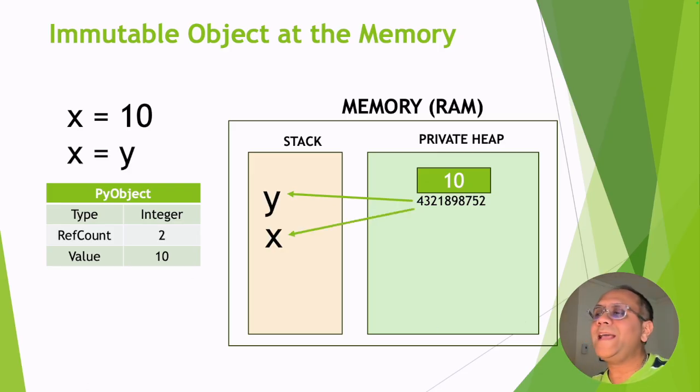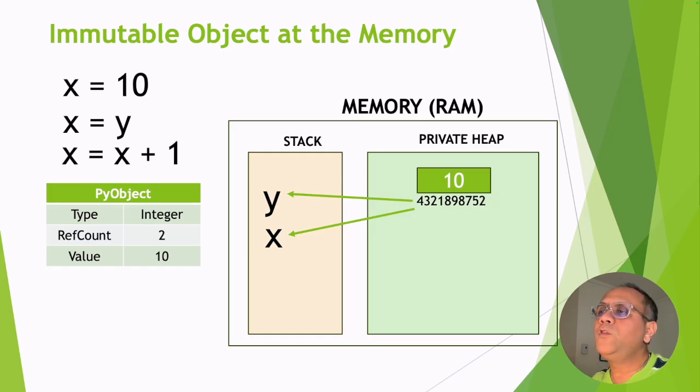This particular PyObject, the value 10. Now if I do y equal to x, then what will happen? The y will refer to the same memory address where the object 10 resides in the private heap, and the reference count will be 2 because the same object is being referred to by two variables, x and y. That's why the reference count becomes 2. But what happens now if you want to change the x value here?